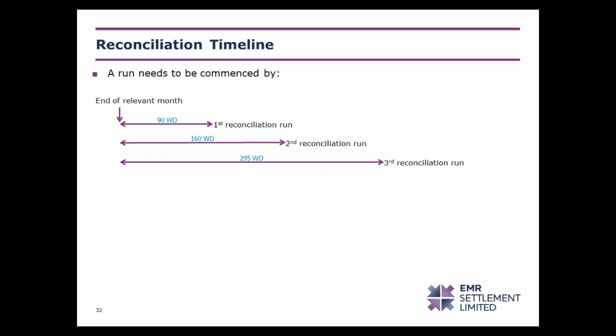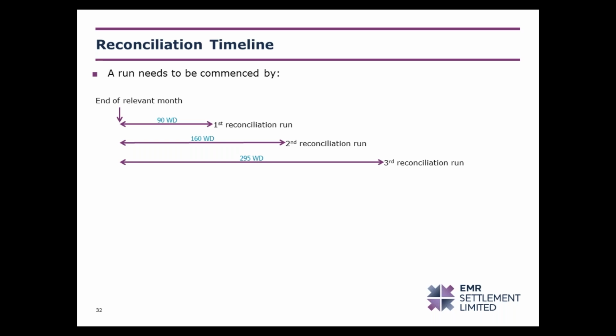So the timeline. These are dictated by regs, and a run needs to be commenced by the end of the relevant month, so for instance, October, 90 working days we have for the first reconciliation run. For the second reconciliation run, we have 160 working days. For the third, you can see 295 working days.